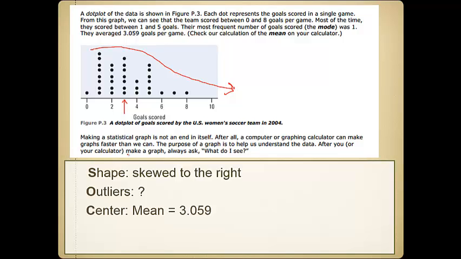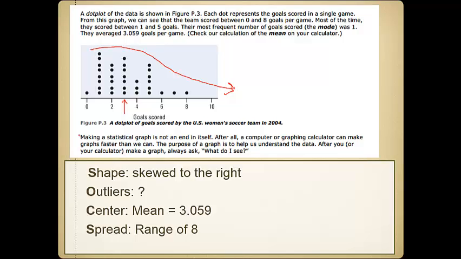That can mean every game, they scored 3 goals. It could mean they scored no goals a lot of times and they scored 6 or 7 goals a lot of times. So it's important that you also mention what the spread is. Now the easiest way to talk about spread is the range.